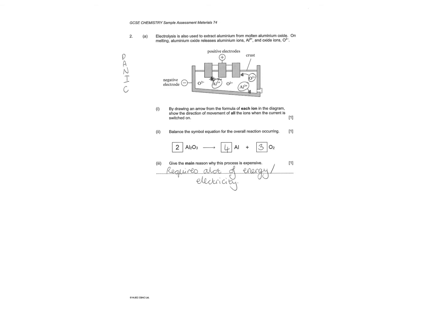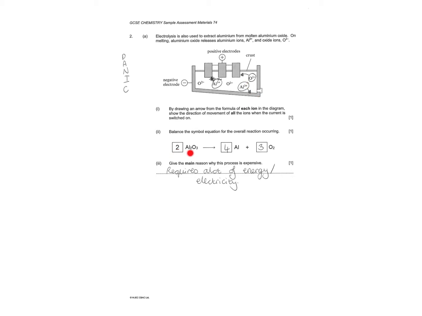Little diagram then of electrolysis. The first question, which most people would have missed out and not got the marks for: draw an arrow for where each ion is going. So we've got O2 minus going towards the positive anode, Al3 plus going towards the negative electrode.